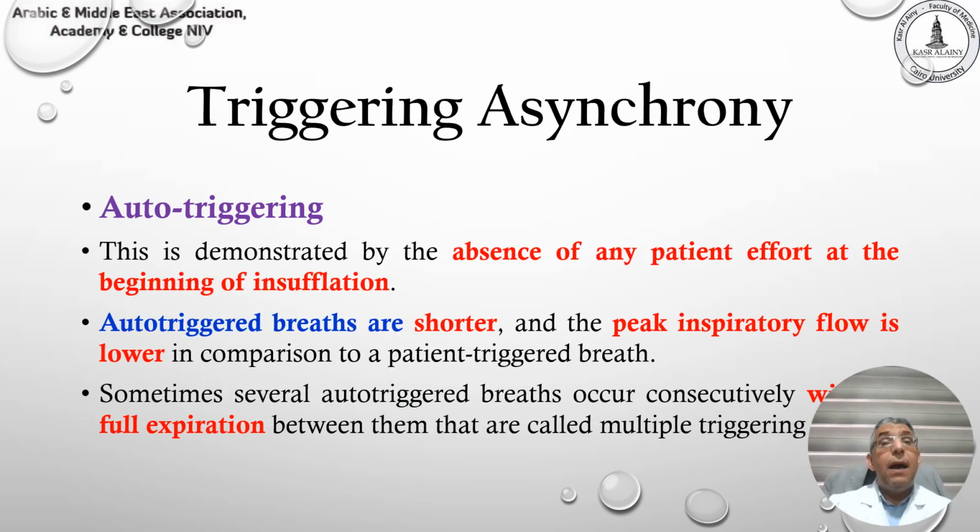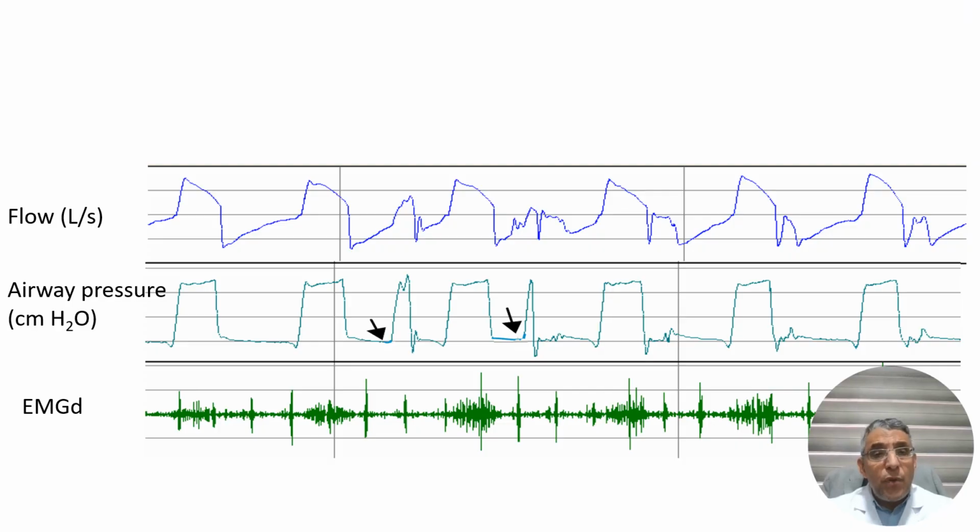How can I detect it? By the absence of patient effort at the beginning of inspiration. Usually in the character of the pressure-time curve, it is shorter and the peak inspiratory flow is lower in comparison to a patient-triggered breath. Here in the flow-time curve, the flow occurs. Here the patient starts to take negative pressure. Then this is the EPAP, this is the IPAP, normal, and this is normal. But here there is absence of patient activity, and this is some sort of auto-triggering, and there is a change with a lower peak pressure and more spike.